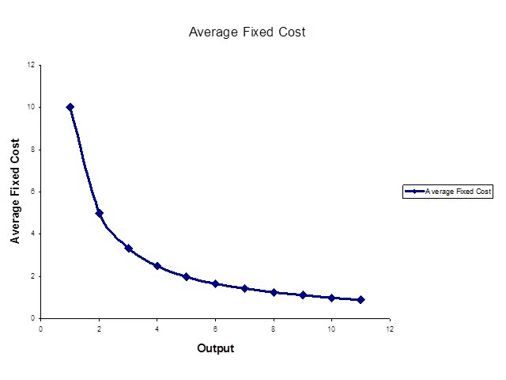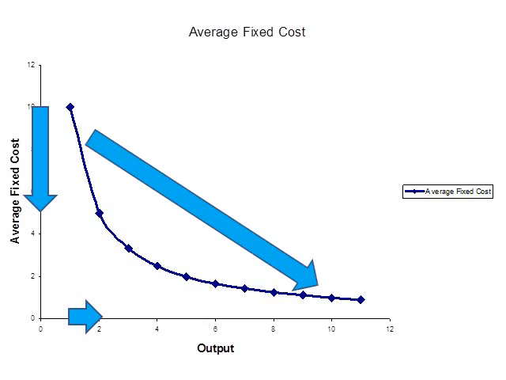The key point is to notice that average fixed costs decrease or decline as total production or total output increases. Notice what happens when total production increases from 1 unit of production to 2 units of production. The average fixed cost drops from $10 to $5 per unit. In general, there is a trend that as more is produced, the average fixed cost declines.